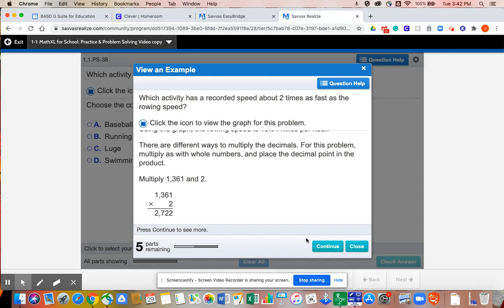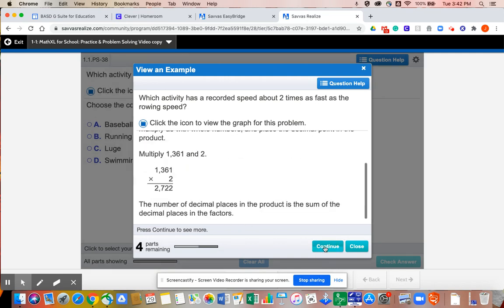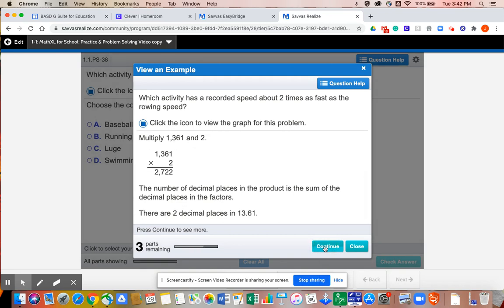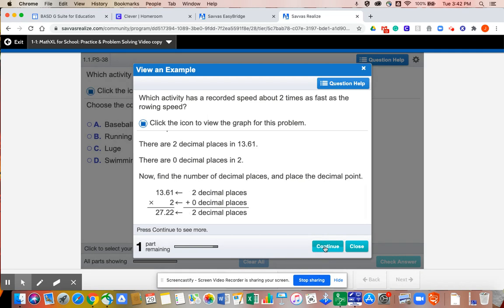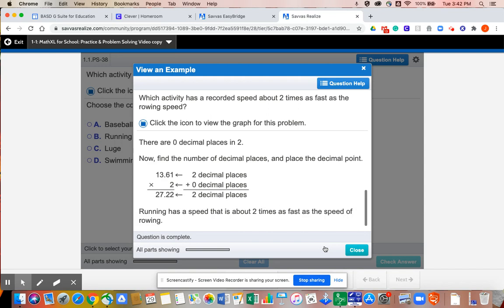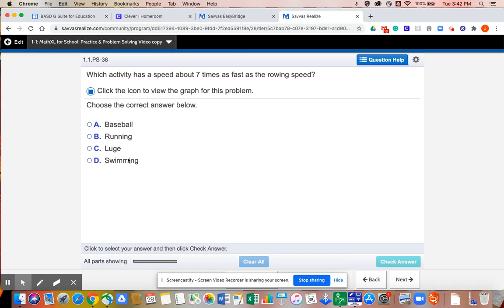So we multiply. Number of decimal places, okay, and it's showing. So there are 2 decimal places, so we place the decimal point in there. It's going through how to multiply a decimal. 27.22 is my final answer. And basically, it took us through an example of how to do it. Now I can close. Notice the question is the exact same, but the numbers did change this time.